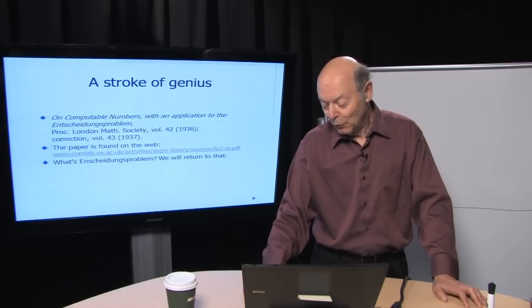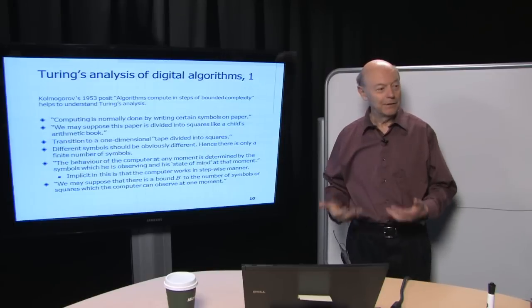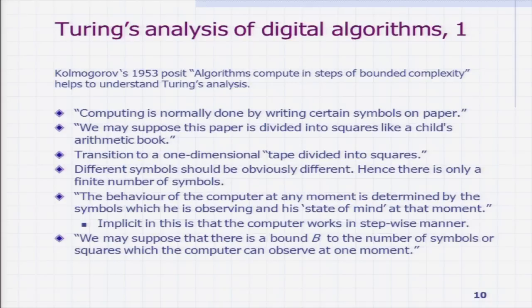Now, what did Turing do? He analyzed digital algorithms. And what I'm now going to do is just replay his analysis. If you are going to actually read his paper, it's a kind of genius who is not necessarily a stickler for details. In fact, within a year he published some corrections, but it doesn't matter. It is just this very convincing flow of thought, which is overwhelming.